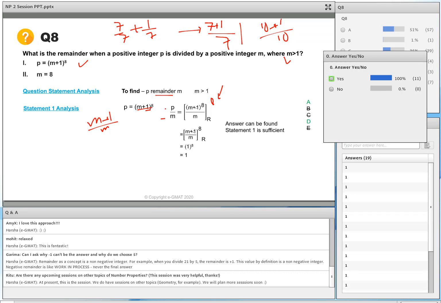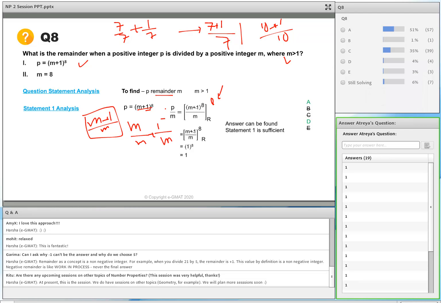When I write m plus 1 by m, I can write this as m by m plus 1 by m. Now, very quickly in the short answer poll, what is the remainder when I divide m by m? It's always going to be 0, right? When I divide 2 by 2, it's going to be 0. When I divide 3 by 3, if I divide the same number with itself, the remainder is always going to be 0. So this is going to give me a remainder of 0 plus 1 by m. And keep in mind, m is a number which is greater than 1.